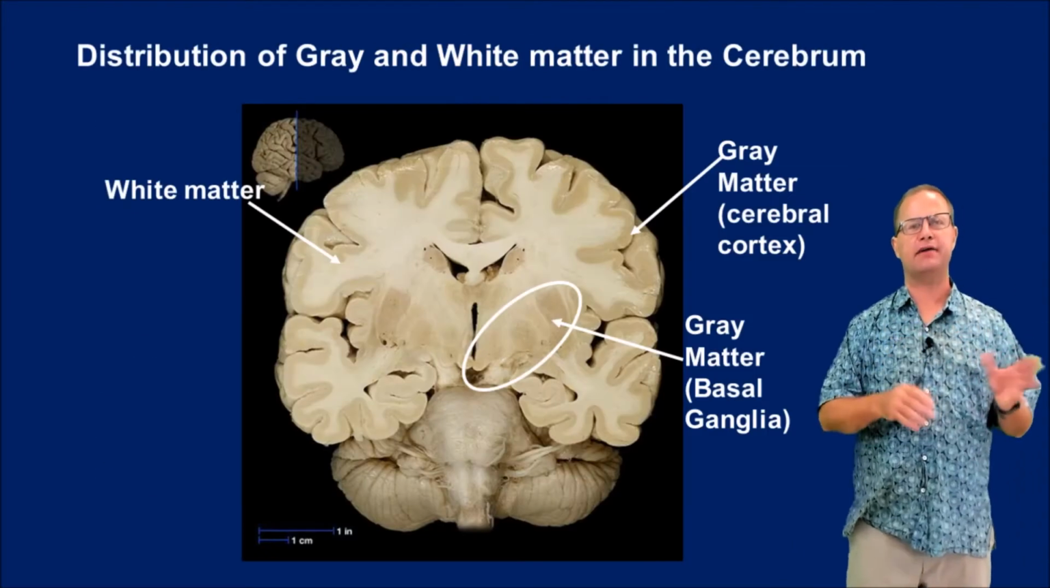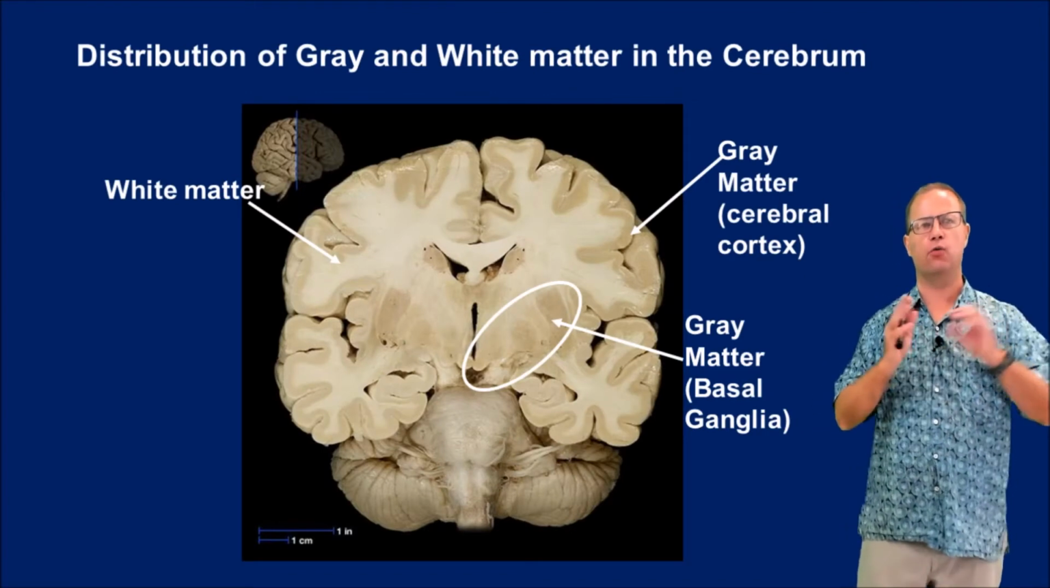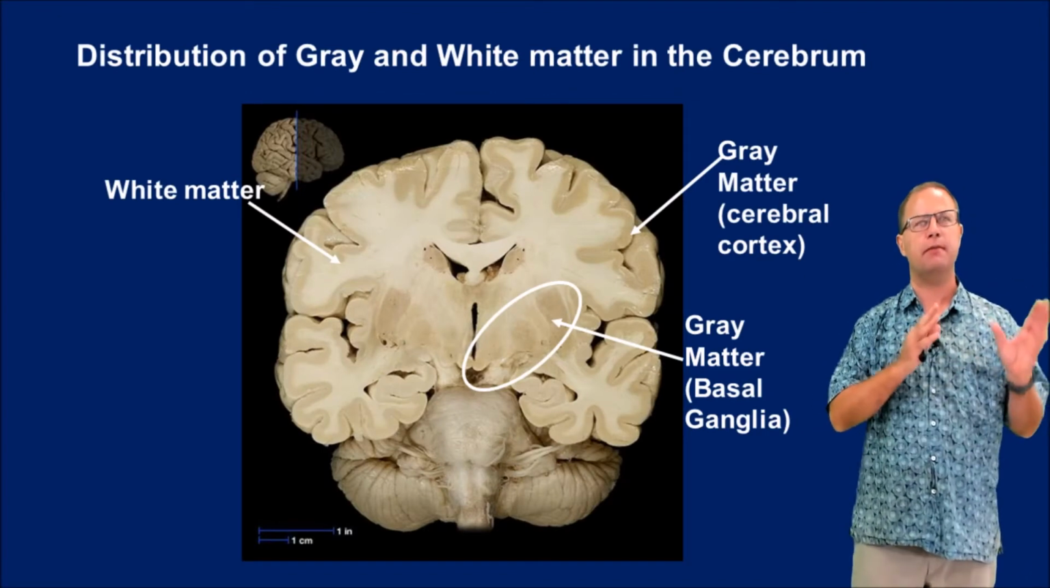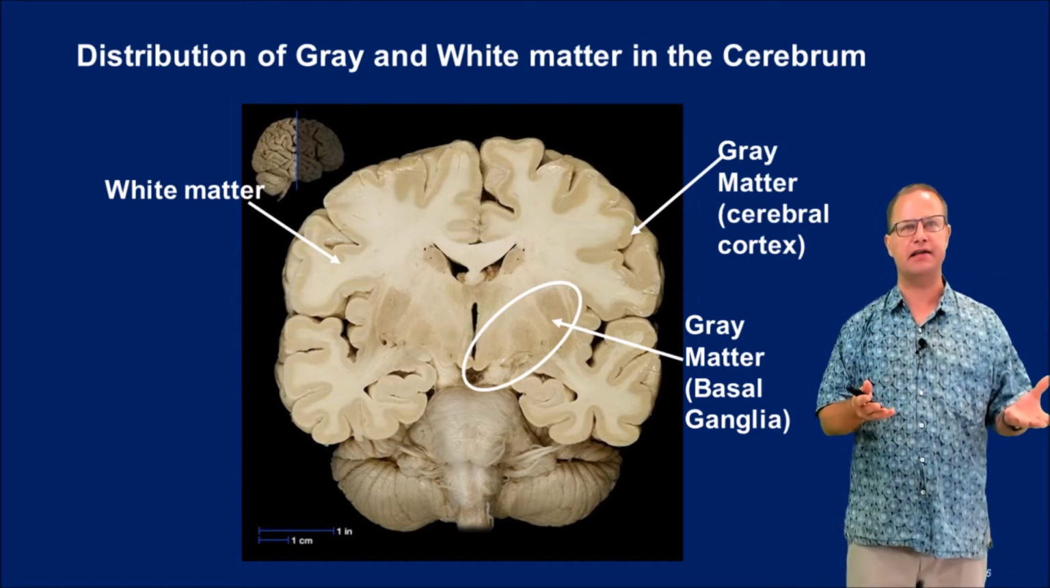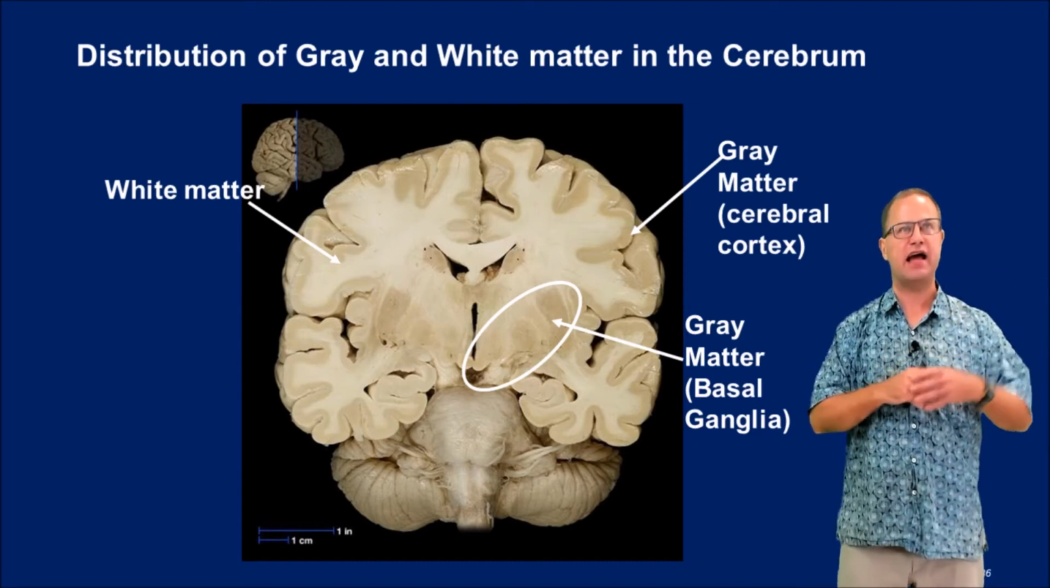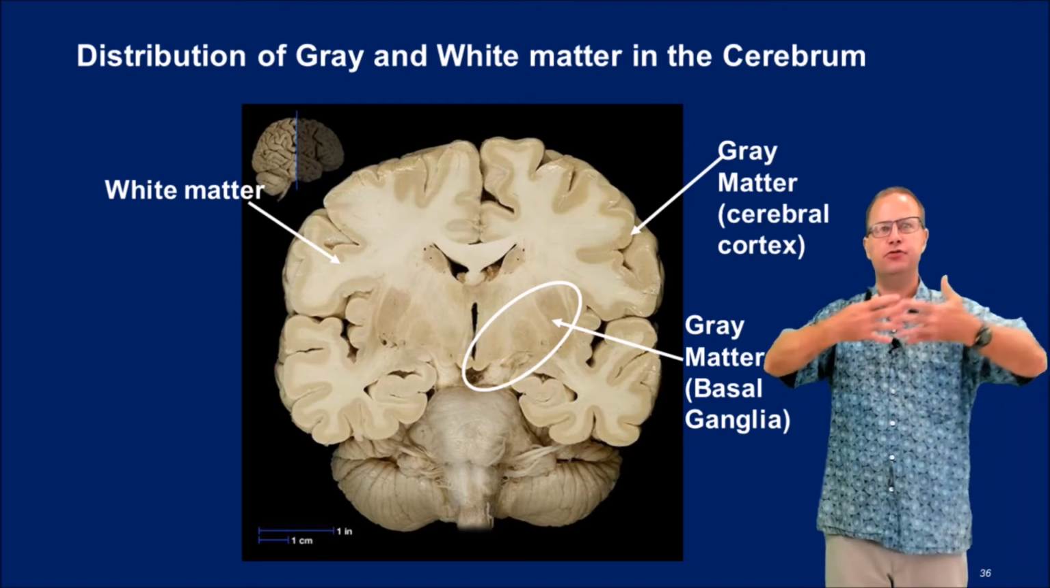Okay, if you remember back to the beginning of the lecture, we talked about gray matter and white matter, and we said that white matter was primarily myelinated axons. It's basically the cables that go between neuron cell bodies. On the other hand, gray matter is the actual neuron cell bodies in the areas where two neurons connect.